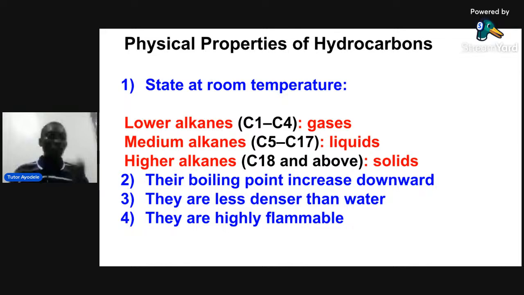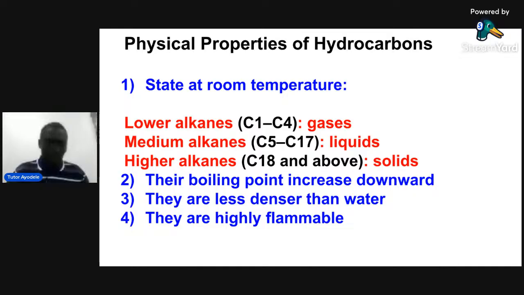If you are going down the alkane group, after your cooking gas, you get your petrol. Petrol is liquid, right? As you are going down, your boiling point is increasing, and so is the viscosity. As you go down, you will get to diesel. Your diesel is thicker than your petrol and your cooking gas. As you keep going down, you will get to a point where you start seeing solid.